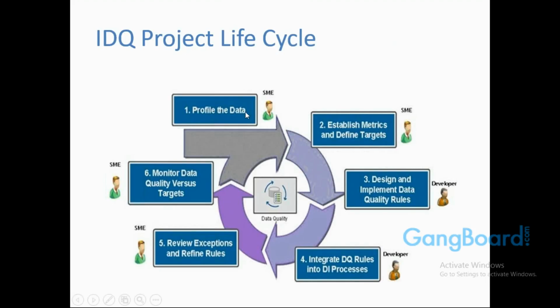once we profile the data, the business analysts and business people will discover the weaknesses and the strengths of the data. Based on that, they will define some metrics, like these attributes would be like this. Once they define the business rules, we will implement the same business rules in the Designer part, that is the Developer part, Integrated DQ.